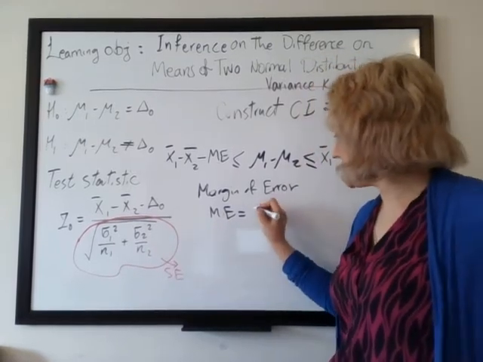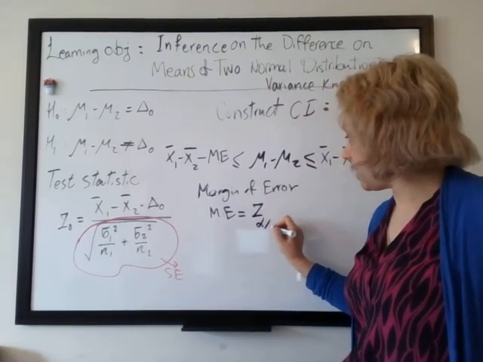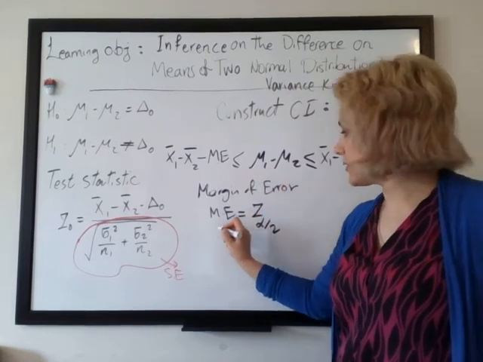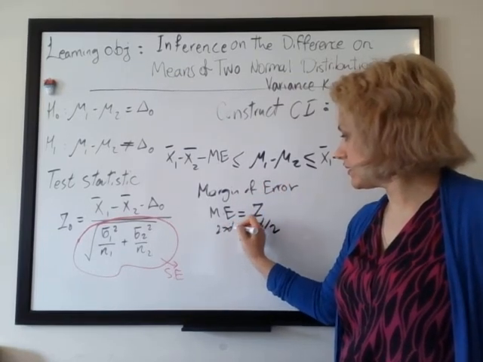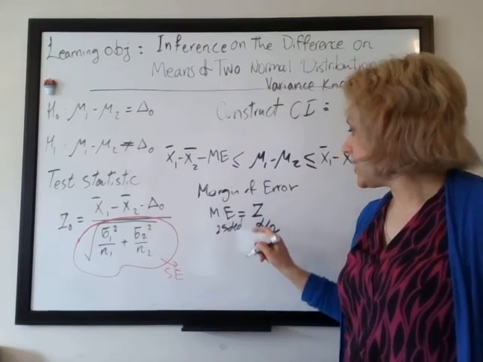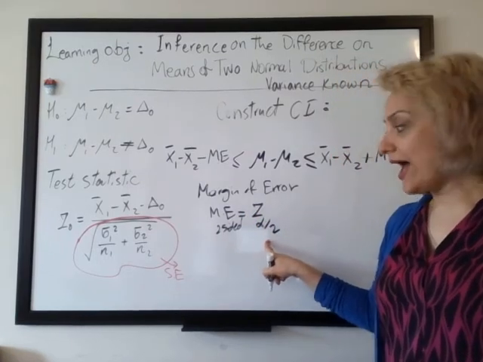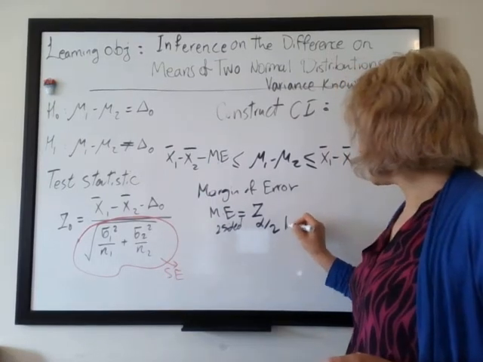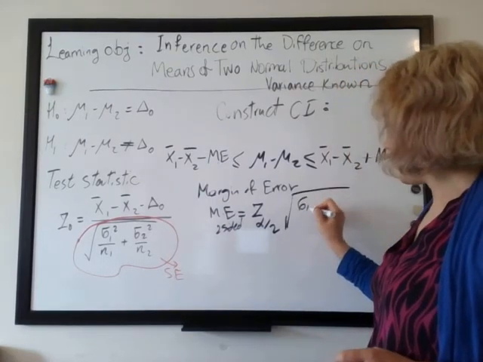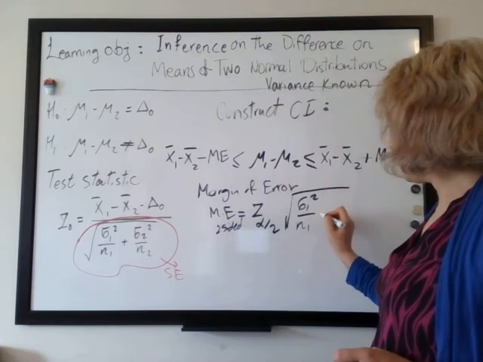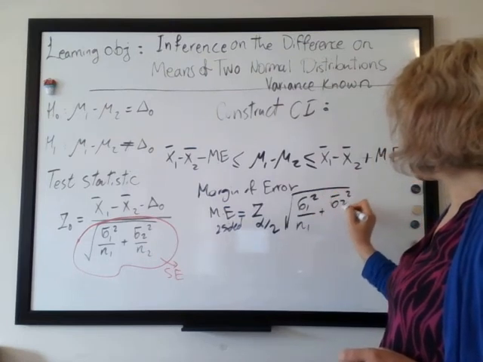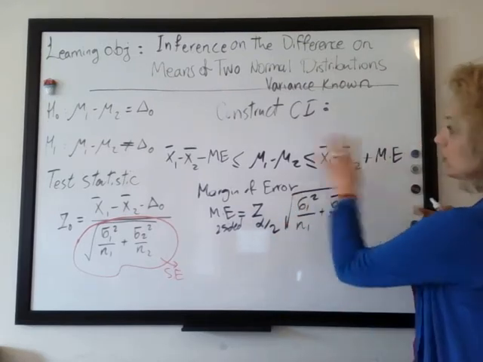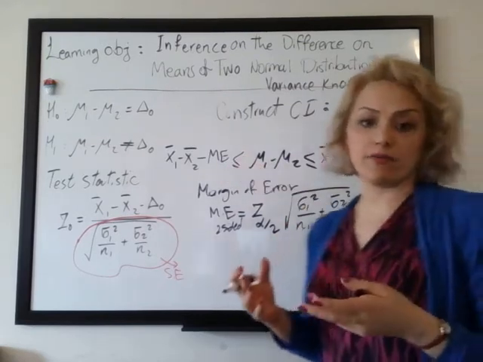So I would have the z at half of the alpha because it's two-sided, right? I'm going to write down that it's two-sided. So z at half of the alpha, and then times this standard error that we have. So it's going to be times the square root of sigma 1 squared over n1 plus sigma 2 squared over n2. So I'm going to put this one here or here. So that's going to be my confidence interval.